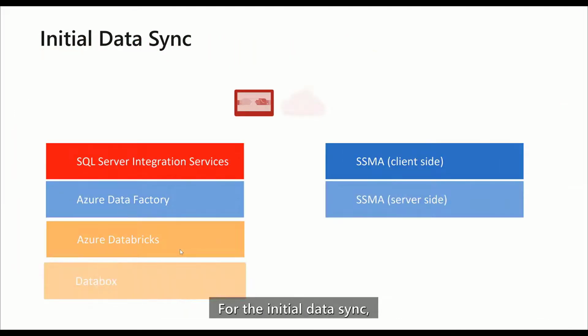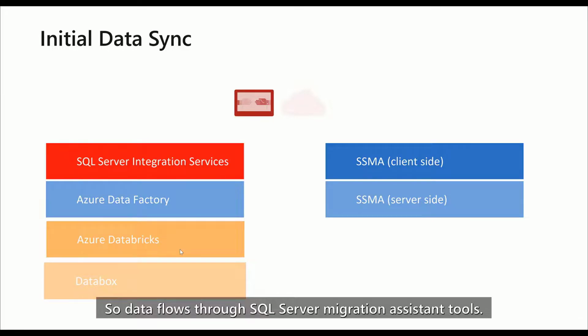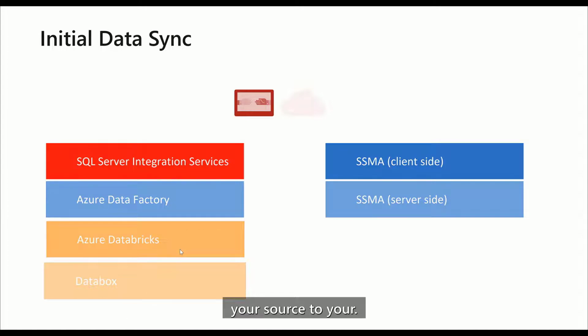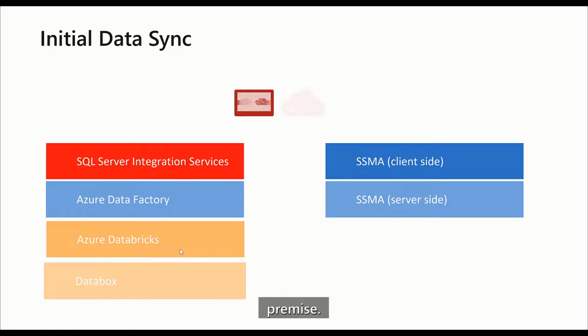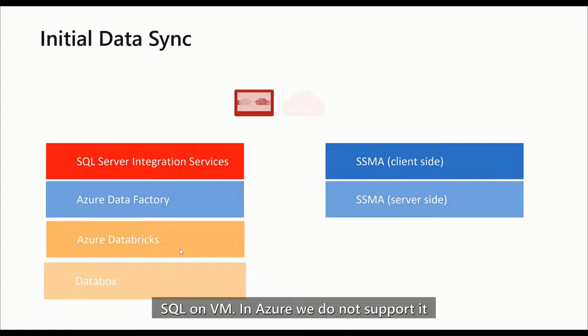For the initial data sync, which is the first part, something that we call offline, you can use either SSMA on the client side, as I used on the demo. So data flows through SQL Server Migration Assistant tools. You can use SQL Server Migration Assistant on the server side. That means jobs are being deployed on the Azure SQL or SQL Server, and the data is moved directly from your source to your target, and that's something that we support for SQL on-prem and SQL on VM in Azure. We do not support it for MI or Azure SQL DB.